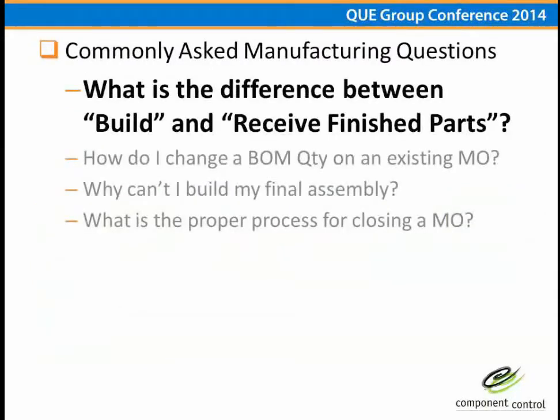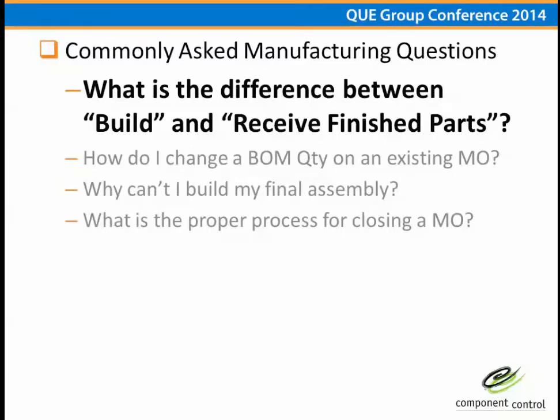So here are some commonly asked questions that we get in tech support and when I'm on-site training. One of the first questions that comes up often is, at the end of the day, when we're ready to roll all of that cost up into the end item assembly, there are a couple options. There's an option that's called build, and there's an option that's called receive finished parts.